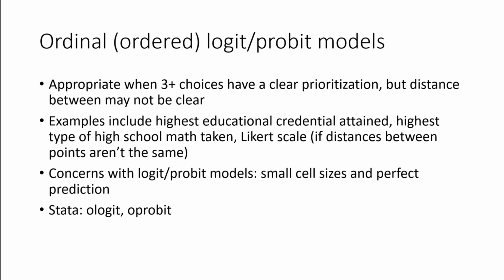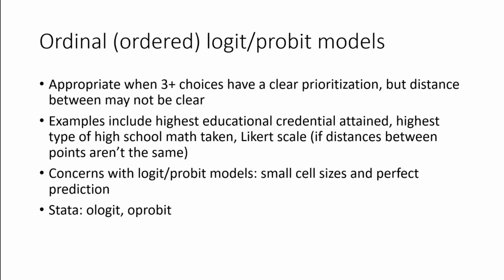Some special cases to think about. So the standard logit or probit works for a binary outcome, but if you have multiple choices and there's a clear prioritization, these ordinal or ordered models may be useful. Why not just do linear regression? Because you may not know the distance between the responses.